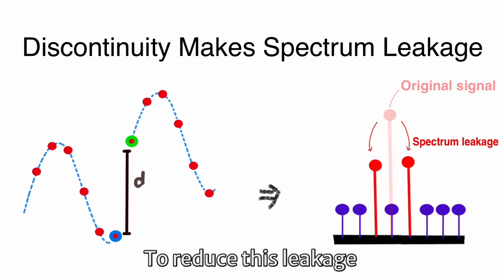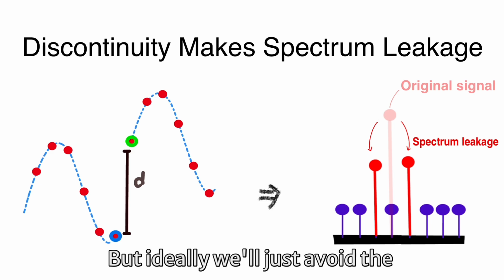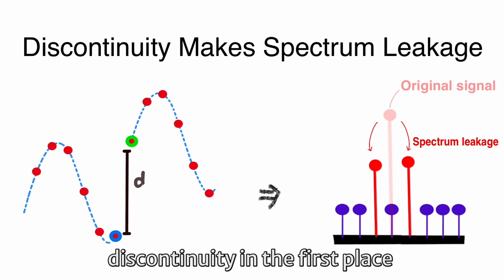To reduce this leakage, we often use windowing function, but ideally, we'll just avoid the discontinuity in the first place.